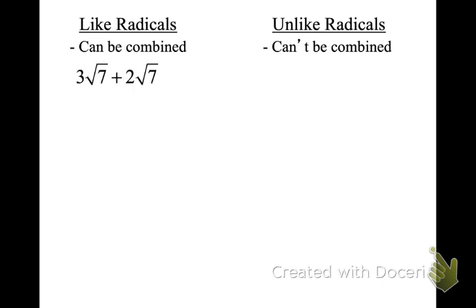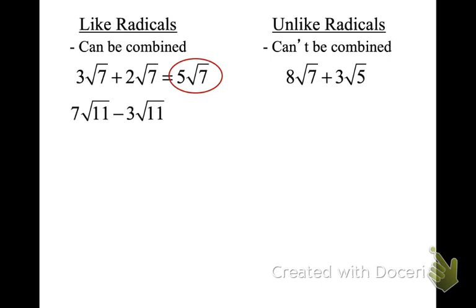All right, so a like radical versus an unlike radical. Like radicals can be combined where unlike radicals can't be combined. So 3 rad 7 and 2 rad 7 makes 5 rad 7. But if I have something like 8 rad 7 and 3 rad 5, they cannot be combined. That's like saying 8 x's and 3 y's.